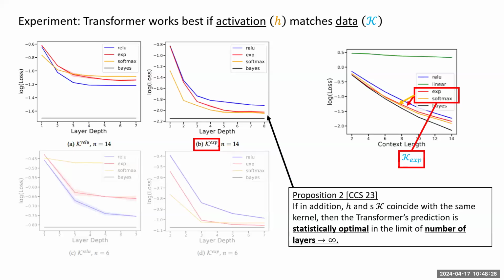So here's another set of plots. This is the plot against context length. For transformers with more layers, the gap between EXP and softmax becomes very small. And this is consistent with the theory that as layers go to infinity, H_EXP should do as well as anyone else.